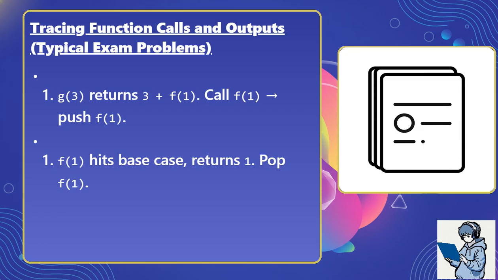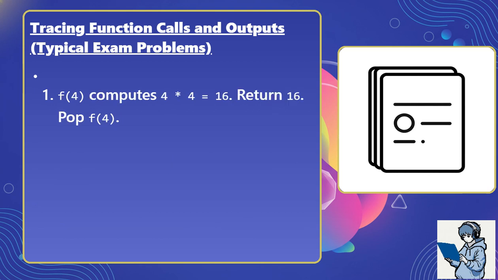f of 1 hits the base case, returns 1, pop f of 1. g of 3 now returns 3 plus 1 equals 4, pop g of 3. f of 4 computes 4 times 4 equals 16, returns 16, pop f of 4. Main prints 16. Creating a table helps.